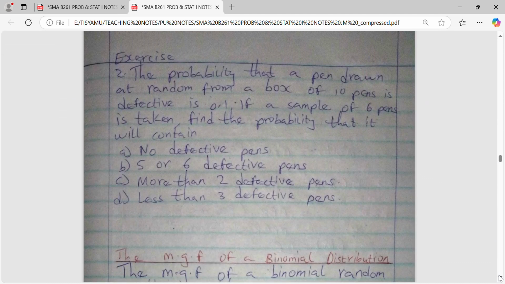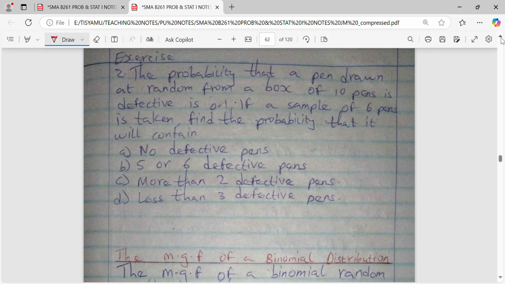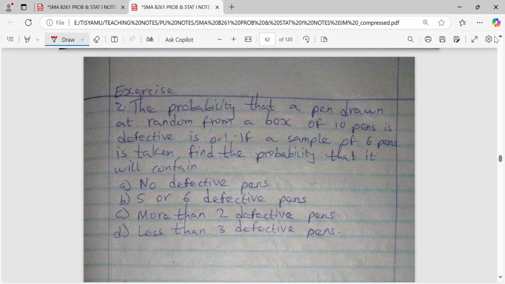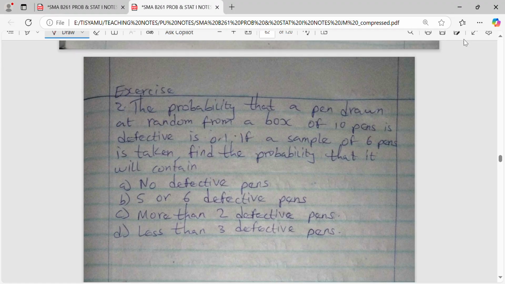So below here there is an exercise which I want you to look at. So in our next lecture we shall look at the MGF of the binomial distribution.